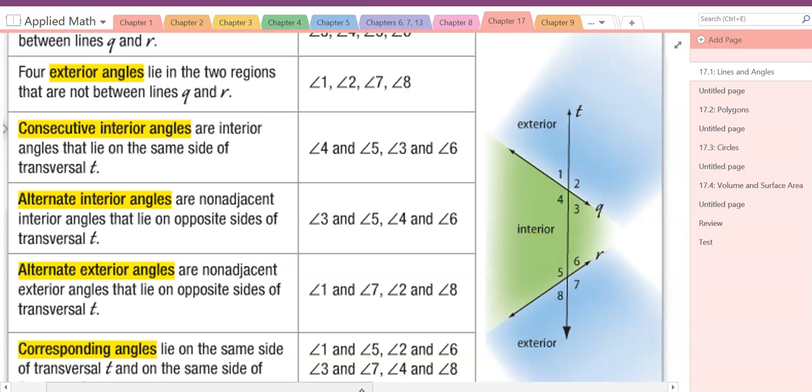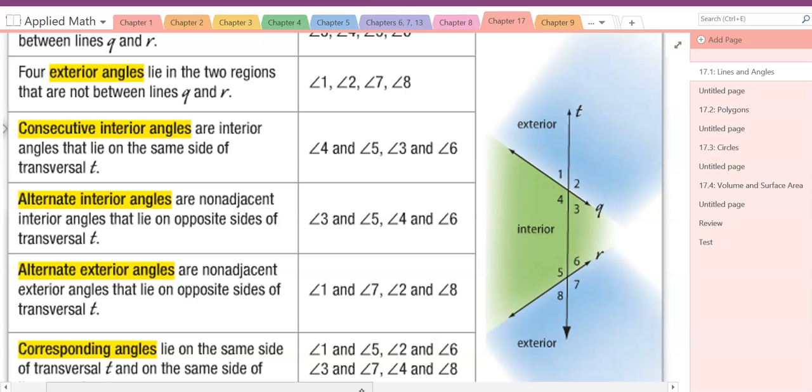Corresponding is kind of the weird one where you have one angle that's on the inside, one angle that's on the outside. So one's on the interior, one's on the exterior. They have to be on the same side of that transversal though. So they both have to be on the left side, or they both have to be on the right side. They both have to be above or below, however the transversal is happening in your picture here.